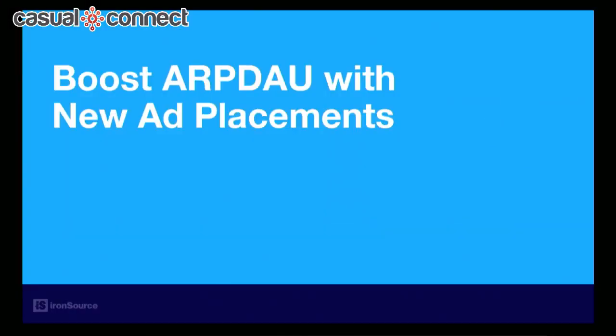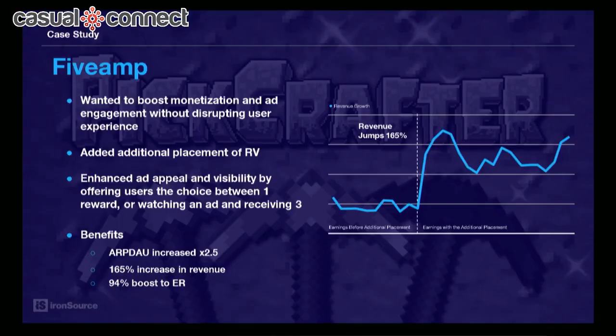Last example, placements. In many, many cases we see that publishers, when they start using rewarded video, don't think about it too much in terms of what they are going to reward and what the placements are going to be. You can do multiple placements. Our platform allows you to do as many placements as you want. You can reward gems, coins, an item, whatever you want, and A/B test it and see how it works. And here's a good example from 5AMP.